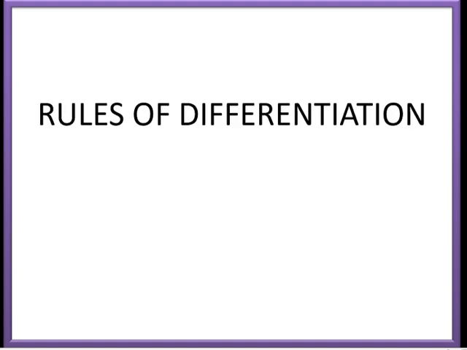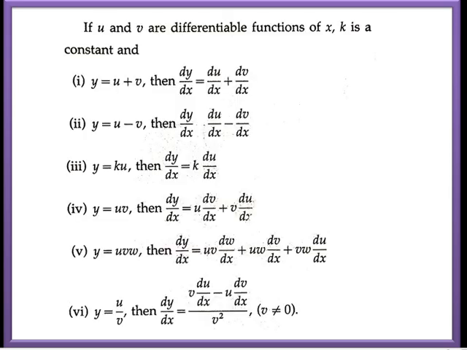Now this is an important part, rules of differentiation. If u and v are differentiable functions of x and k is a constant, what do you mean by differentiable functions? By differentiable functions we mean their derivatives exist. The first rule is simple one. If y is u plus v, then dy/dx is what? du/dx plus dv/dx. That is derivative of sum is sum of derivatives. Second will be derivative of difference will be difference of derivatives.